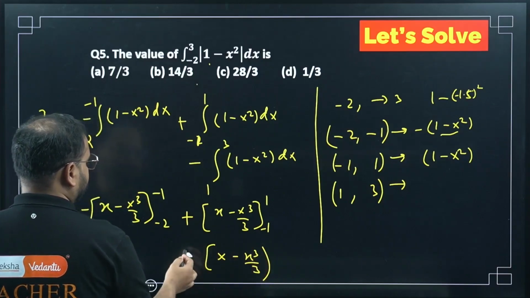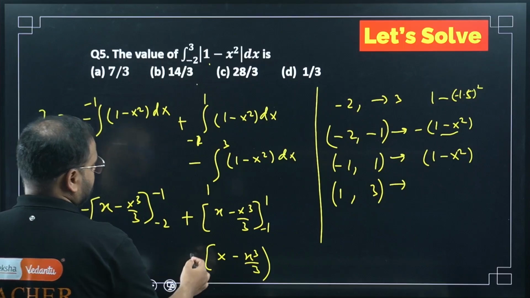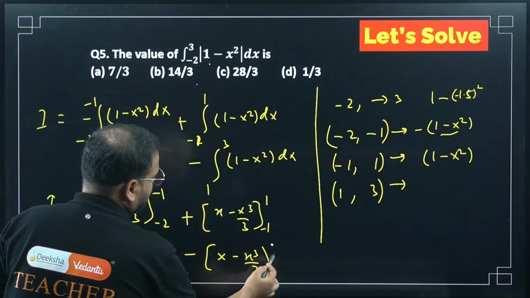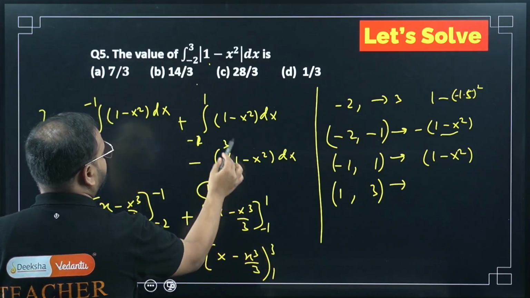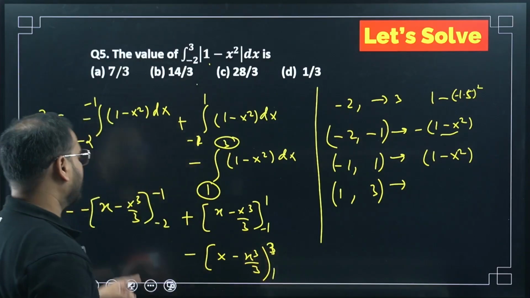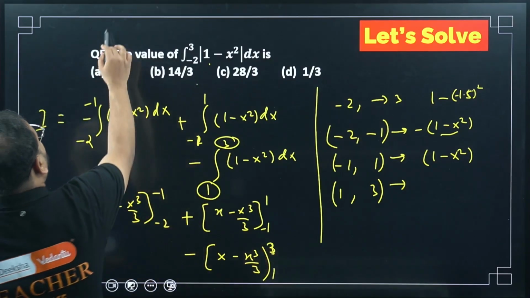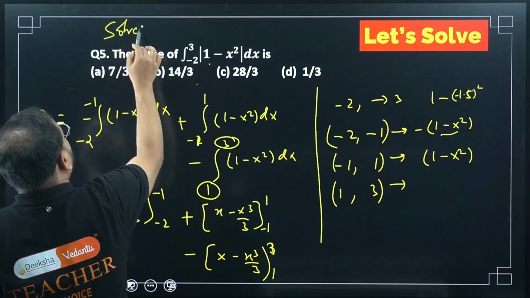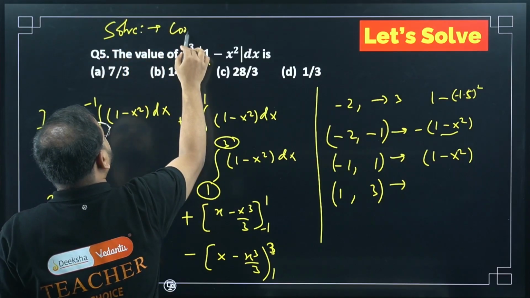Just give me 1 second. This is a minus sign. The limit is 1 to 3. Please have a look. Limit is 1 to 3. Now, please solve this, and comment your answer.